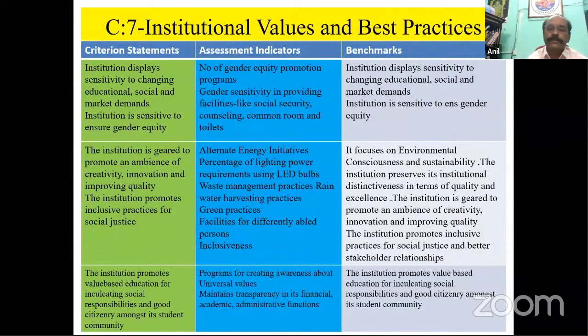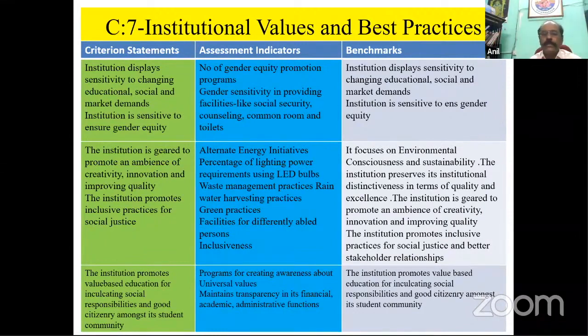So you have to identify such best practices. That means the institution will display sensitivity to changing educational, social, and market demands, and to gender equity. It should focus on environment consciousness, sustainability, and the institution preserves its institutional distinctness in terms of quality and excellence. That must be a very important area. The institution is geared to promote an ambience of creativity and innovation. Now, being a very important autonomous college in Andhra Pradesh, they look for innovations from your institutions.